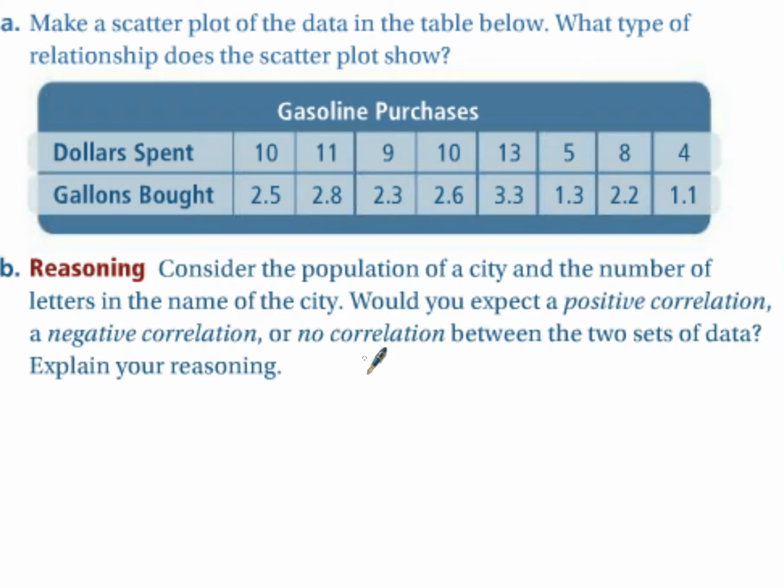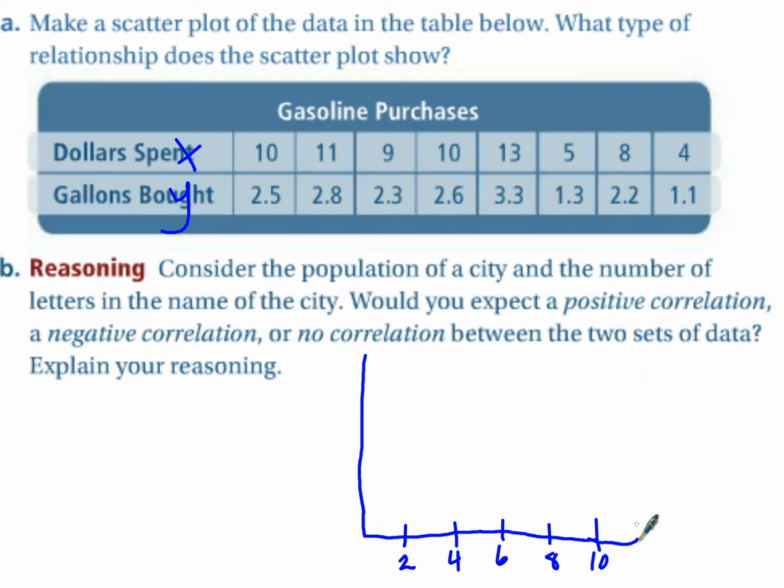When plotting a scatter plot, make sure you label your axes appropriately. This is dollars spent, so we'll make that X. Gallons bought, we'll make that Y. So let's do a scale of by 2. So 2, make this 4, 6, 8, 10, and 12, and 1, 2, and 3.